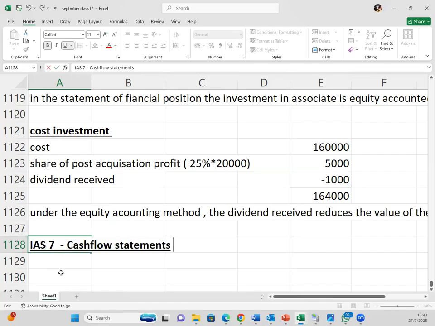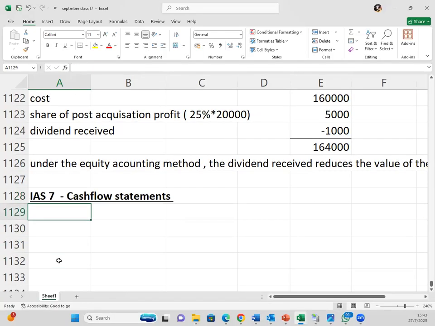The cash flow statement. Under this standard, what is it that we are doing? We are tracing the movement of cash in the business. The key assumption is when money is coming into the business, it is financed by three activities. And also when you make payments, there are three activities that are going to result in us making payments.